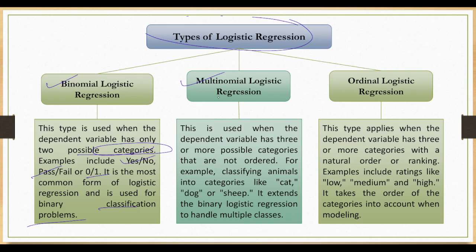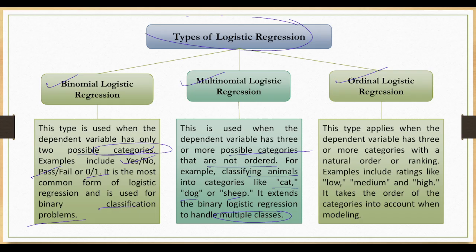And if you see multinomial logistic regression, this is used for multiple categories. For example, we use it when the dependent variable has three or more possible categories that are not ordered. For example, if we classify animals into many categories like cat, dog, sheep, etc., this will be multinomial logistic regression, and it extends binary logistic regression to handle multiple classes.